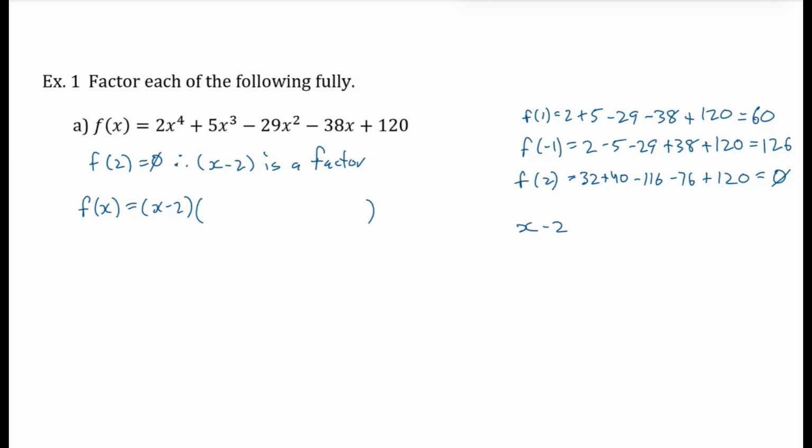But I don't mark your synthetic division. I mark your result. So even if you do it on scrap paper or whatever, that's fine. Write out the coefficients. 2, 5, negative 29, negative 38, 120. Okay, keep going.